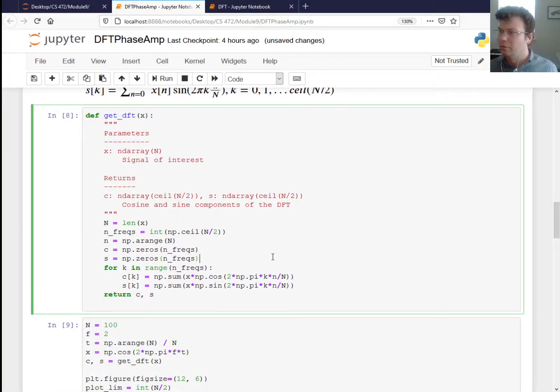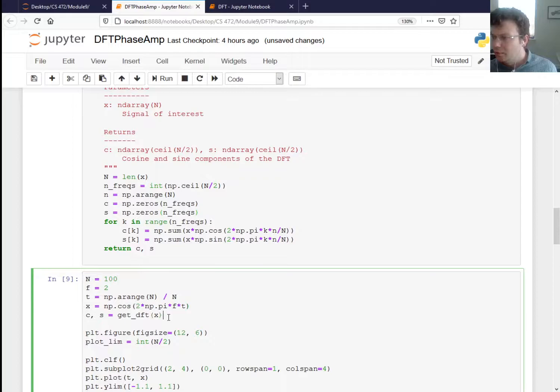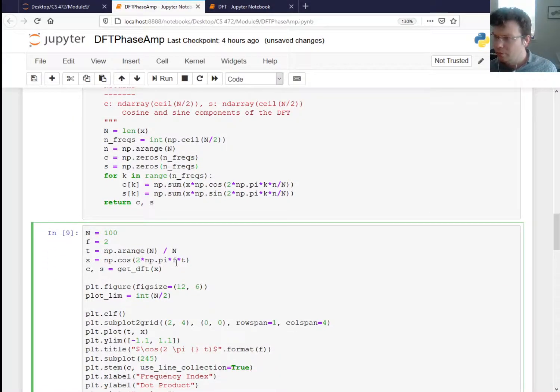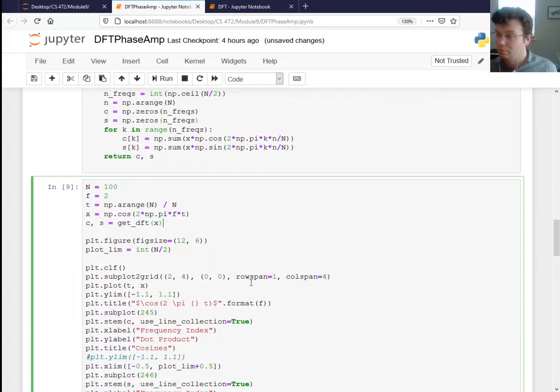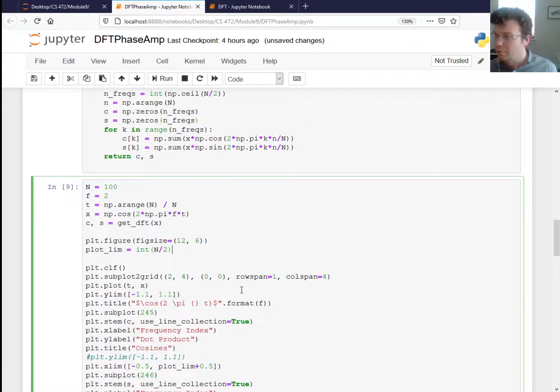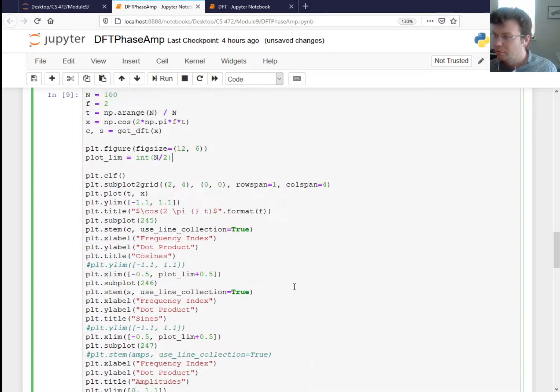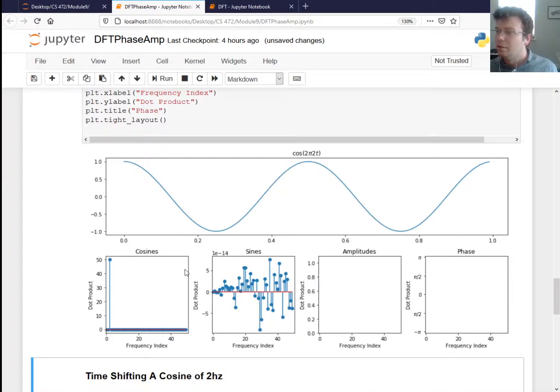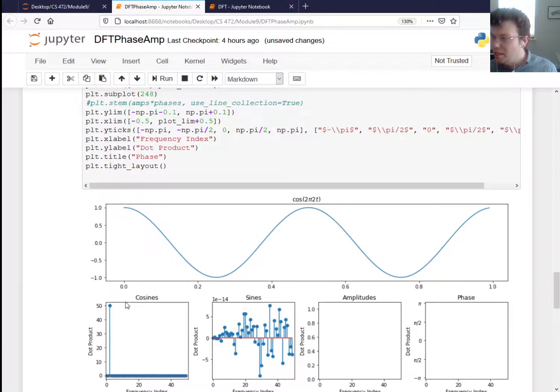Cool. So let's see if this works. Down here, I'm just going to make a signal which goes through 2 cycles over this interval. And let's plot this. I'm going to call my DFT, and I'm going to plot the result. So what we see is, this should be 2 hertz. We see a peak in the bin in the cosines at index 2. The sines are pretty insignificant. So this makes sense so far.